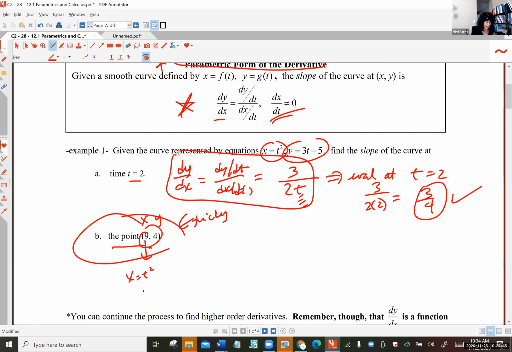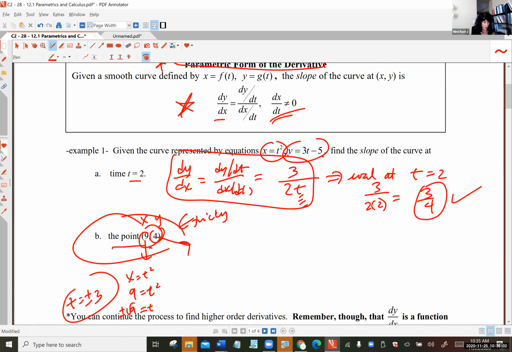So here's what I do know: x is equal to t squared. So if 9 is equal to t squared, and once I square root both sides, I get t is equal to plus or minus square root of 9. t is plus or minus 3, but you have to pick one of those, and you can't guess. So how do I get which one, plus or minus? Hang on, I'm getting there.